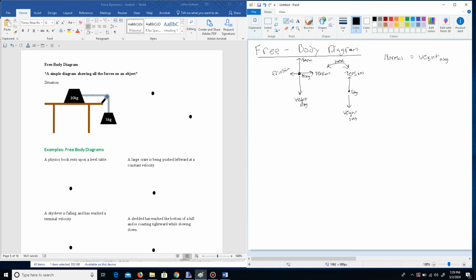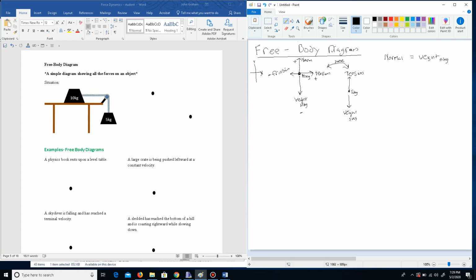Now, there is one other thing I want to mention, and this deals with pulleys. I'm going to make certain things a certain XY coordinate system. So X, Y. We're going to make down negative and left negative. That makes this tension positive and this normal force positive.